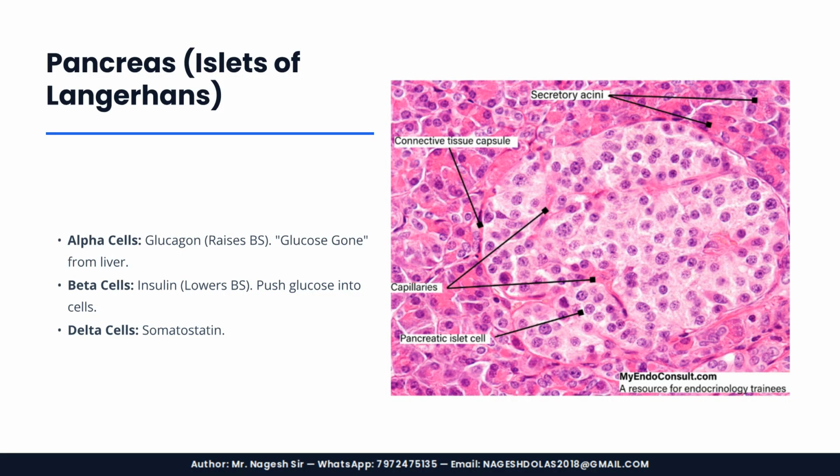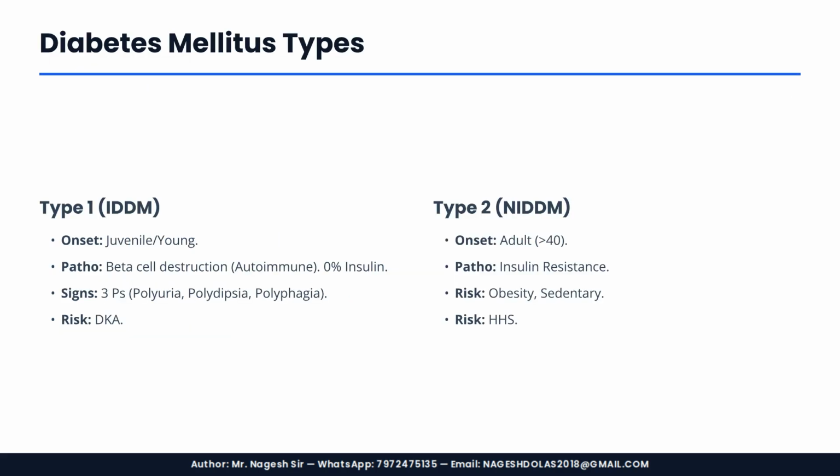The pancreas's islets of Langerhans contain alpha cells that secrete glucagon, which raises blood sugar, and beta cells that secrete insulin, which lowers blood sugar by pushing glucose into cells. Type 1 diabetes mellitus, or IDDM, is juvenile onset with 0% insulin due to beta cell destruction and risks DKA. Type 2, or NIDDM, is adult onset caused by insulin resistance, often linked to obesity, and risks HHS.